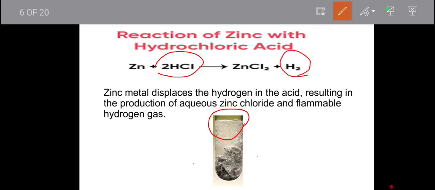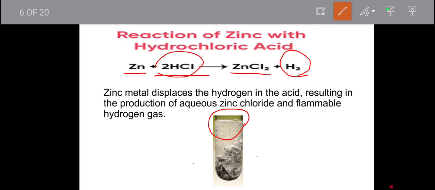Zinc combines with HCl and forms what? Zinc chloride. A product is formed, that is zinc chloride. Along with that, what is liberated? Hydrogen gas is liberated. Clear with this equation? Zinc reacts with hydrochloric acid and produces zinc chloride and hydrogen gas.